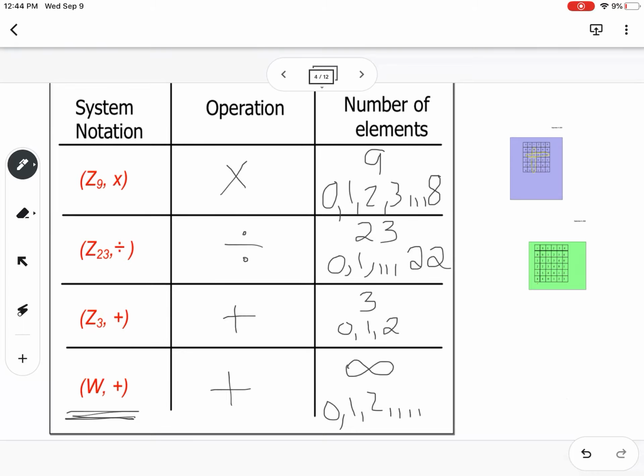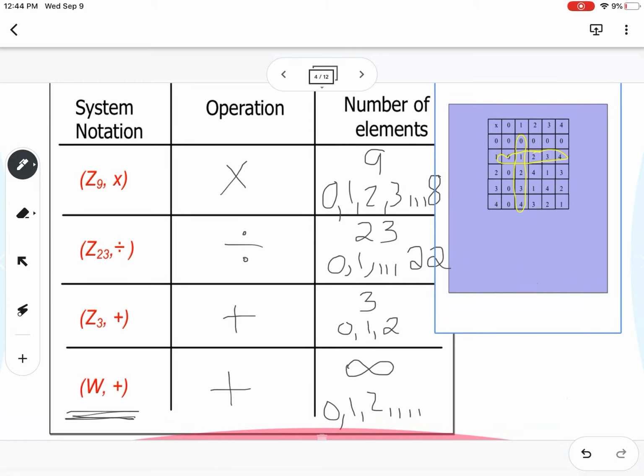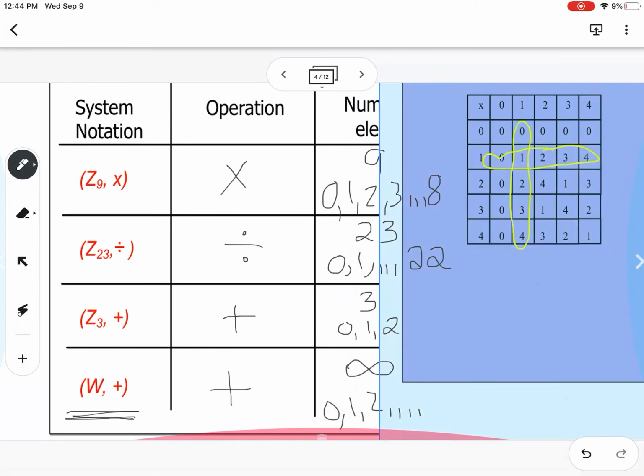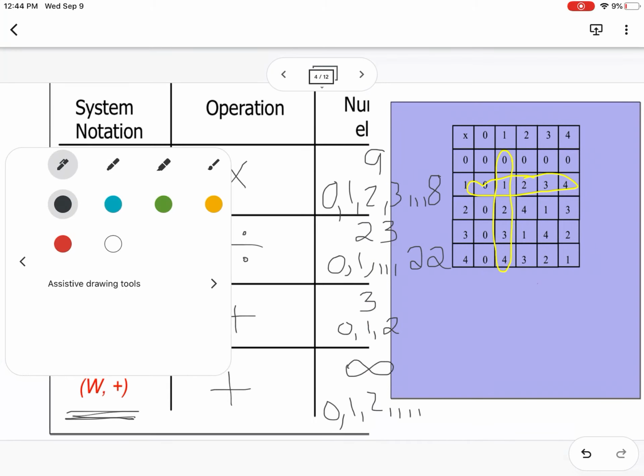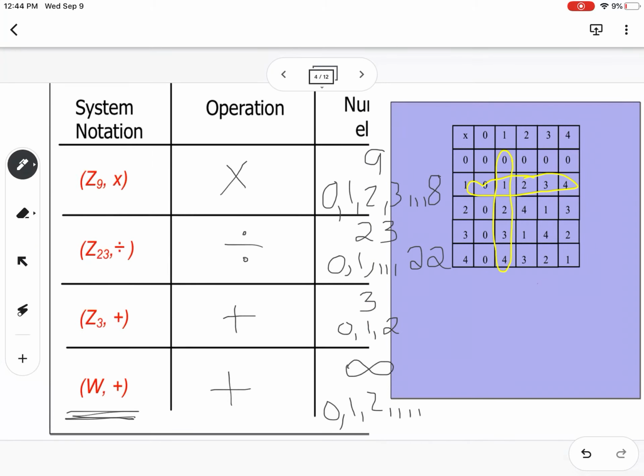So what system am I showing you here? Please just ignore the yellow parts. So this is some sort of Z system. How are you going to find the operation? I'm going to look right here. So my operation is multiplication. And how many elements do I have? I have 1, 2, 3, 4, 5. I have 5 elements. So that means this is called Z5 multiplication. That's what this system is.